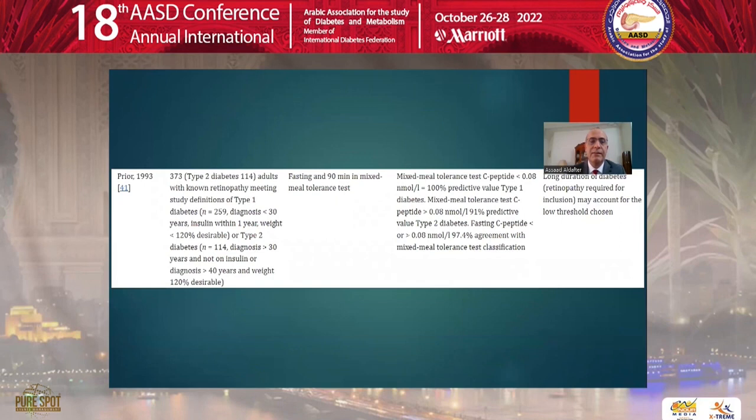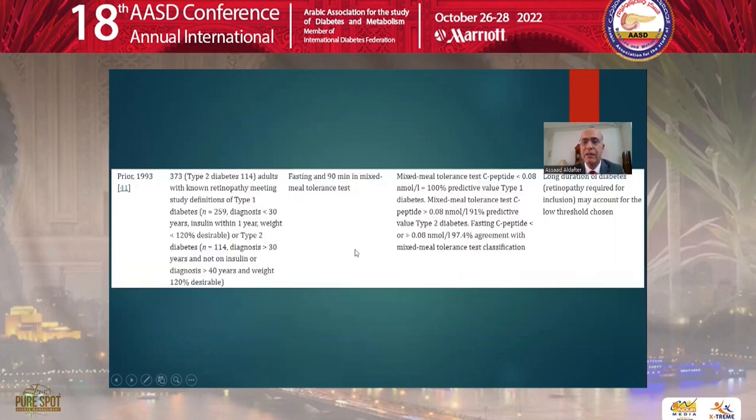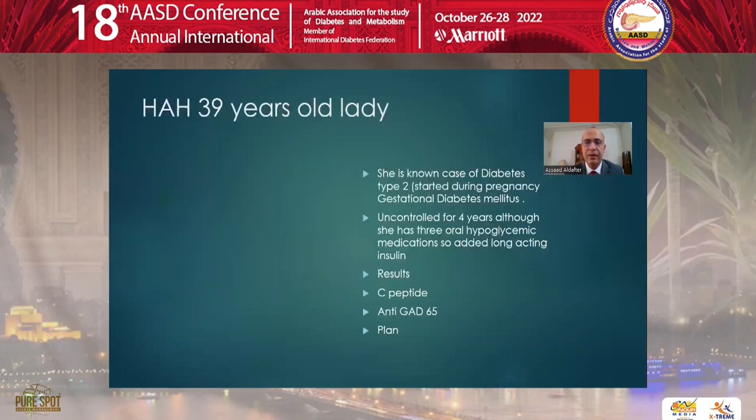Further than this, a group also included the C-peptide even for the mixed meal tolerance test, and even with repetition. So if you do C-peptide frequently for 8 years, you will find similar, almost identical results indicating insulin deficiency or insulin resistance. So let's discuss clinical cases.